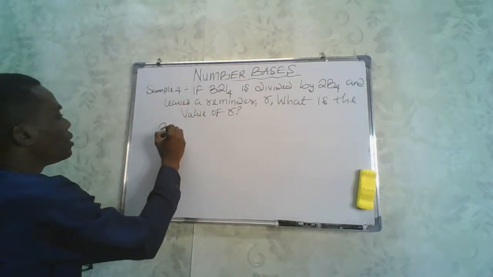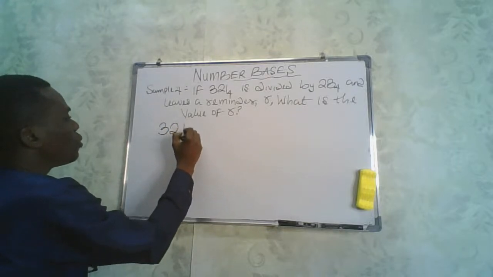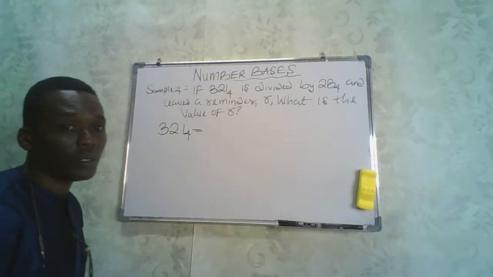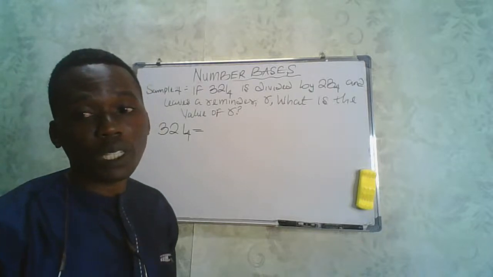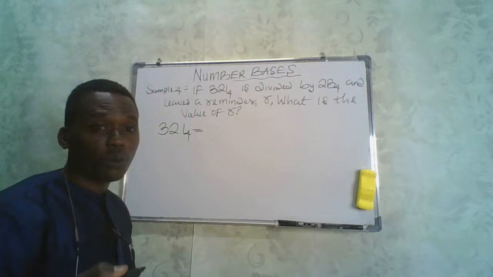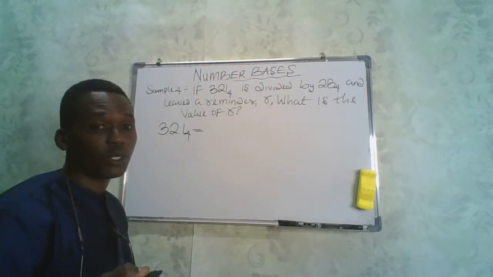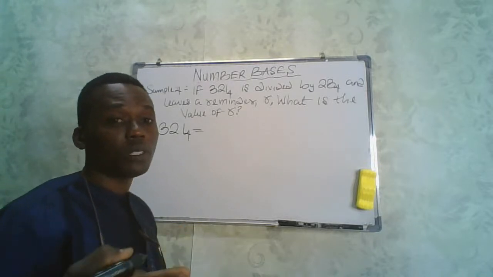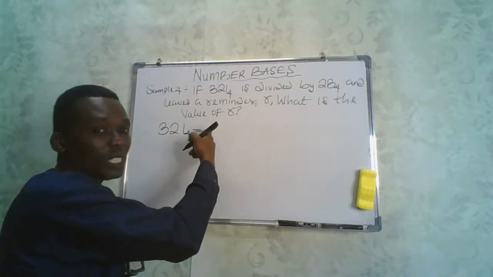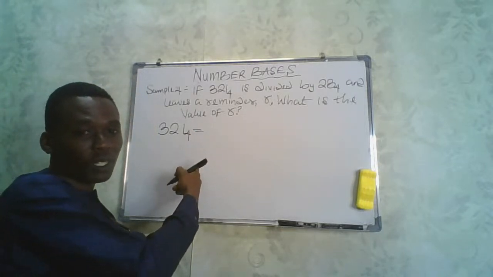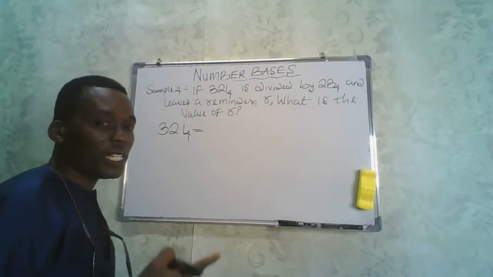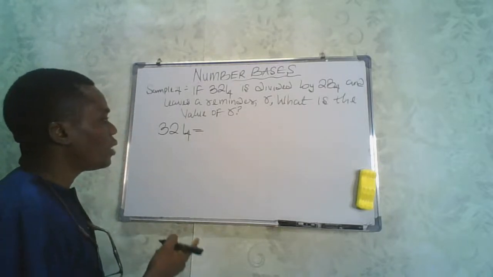So let's convert this to base 10. We'll have 3, 2, 1 base 4. We're going to convert it to base 10. Remember, converting other bases to base 10, I told you you use two different methods. You can use the power expansion, and you can use the successive multiplication. So I'm going to use the power expansion for this, and I'll use successive multiplication for the second one, so that we can learn these two methods. Whichever you find easier, you can use during your examination.